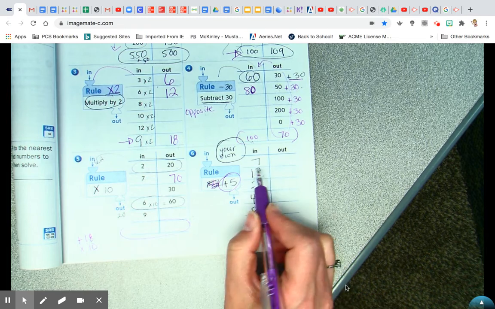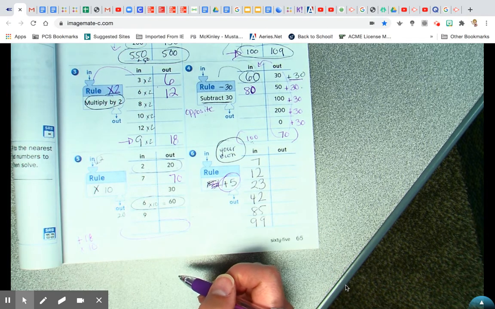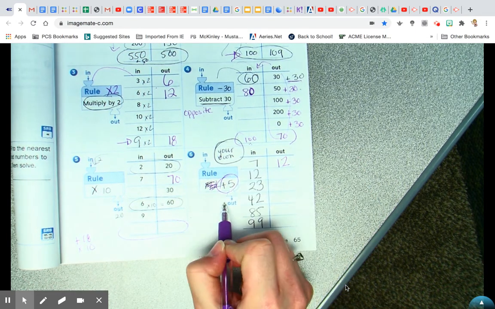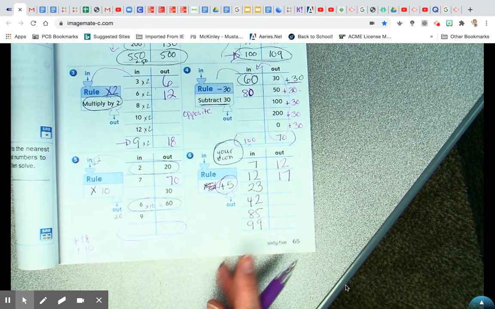Okay, so I would put in 7 plus 5. So that would be 8, 9, 10, 11, 12. So now I have 12. I'd put in a 12 plus 5 to it. That would be 17. So you get to do your own there.